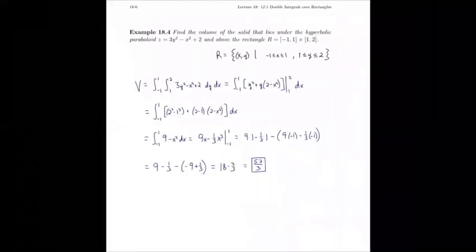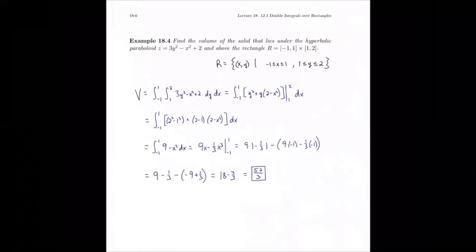So let's see another one. Find the volume of the solid that lies under the hyperbolic paraboloid z equals 3y squared minus x squared plus 2. Remember that this is our function f of x, y, sort of interchangeable, like y and f of x used to be in Calc 1. We're using the rectangle notation here, which is the same as saying this below. It means x ranges from -1 to 1 and y ranges from 1 to 2. Of course, that gives us our limits of integration that we see here.